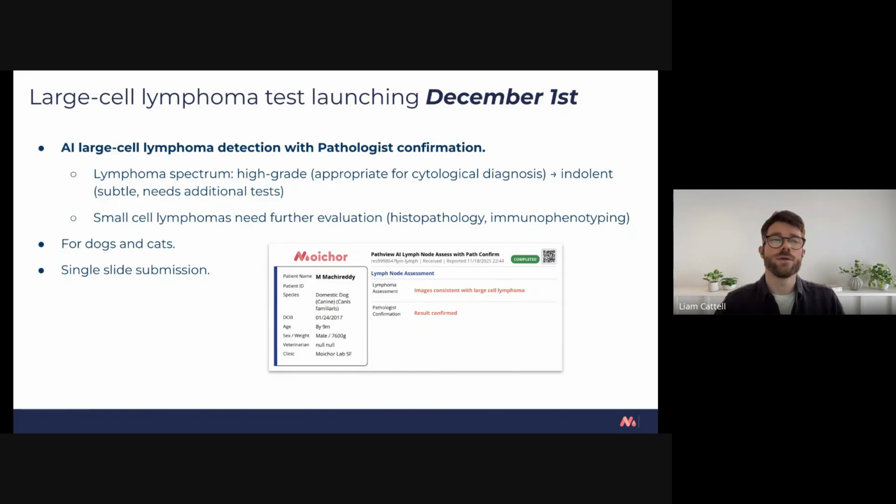Again, a couple of bullet points there that I borrowed from Dr. Davis. This is really for large cell lymphoma only. Other types of lymphomas, those small cell lymphomas, need other kinds of tests and other kinds of evaluations, histopathology or whatever it happens to be. So this is just large cell lymphoma right now. It's for dogs and cats, and it's a single slide submission. So create one slide, scan it, send that to us, and the AI will run from there. All right, next slide.